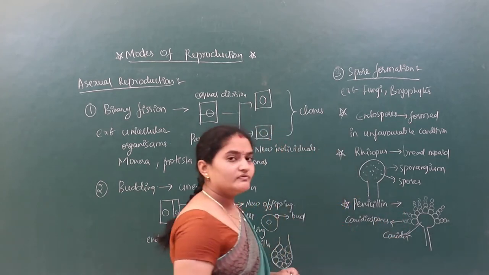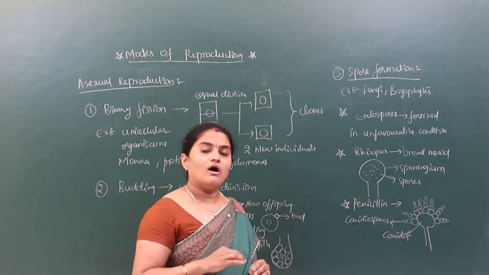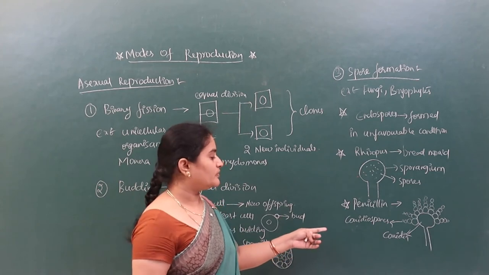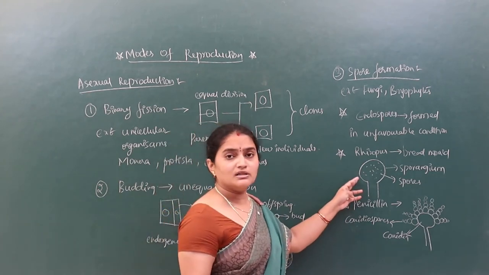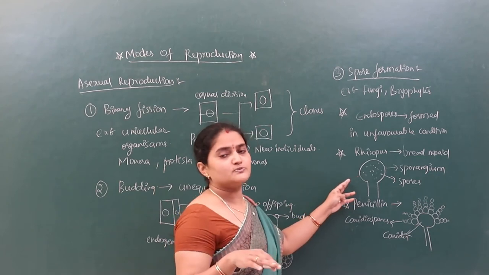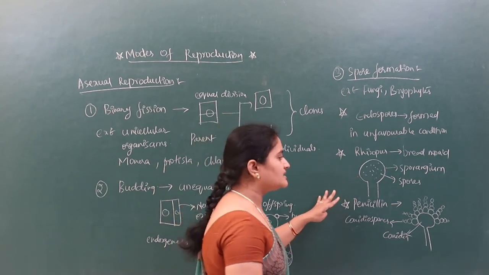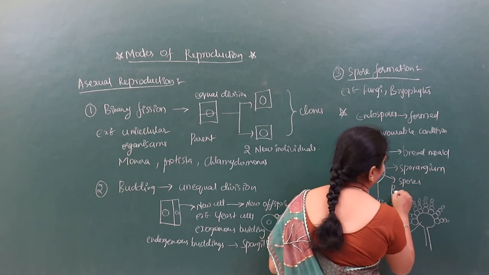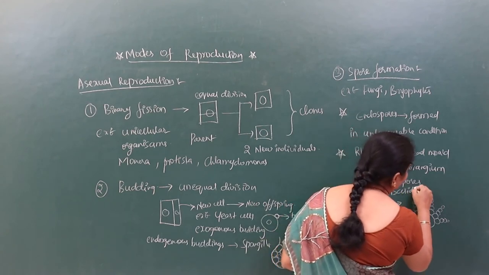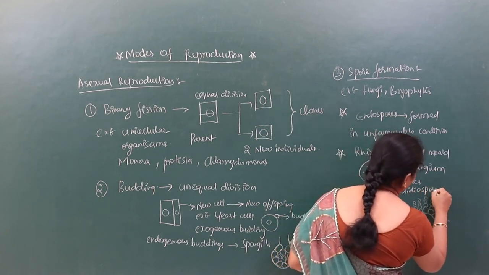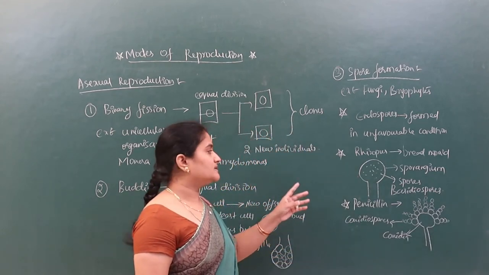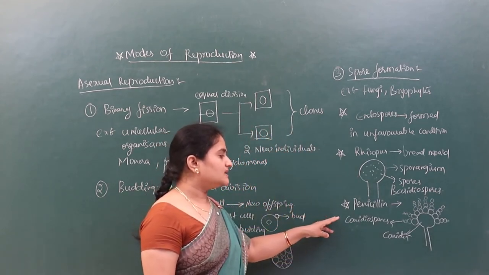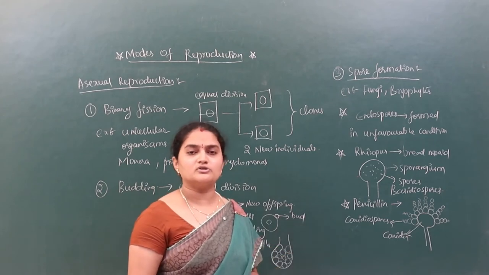Conidiospores. If the spores are arising on the surface, those types of spores are considered conidiospores. If all the spores are present inside the sporangium, those types are considered basidiospores. Basidiospores are particularly present in Rhizopus, and in Penicillium there will be conidiospores.